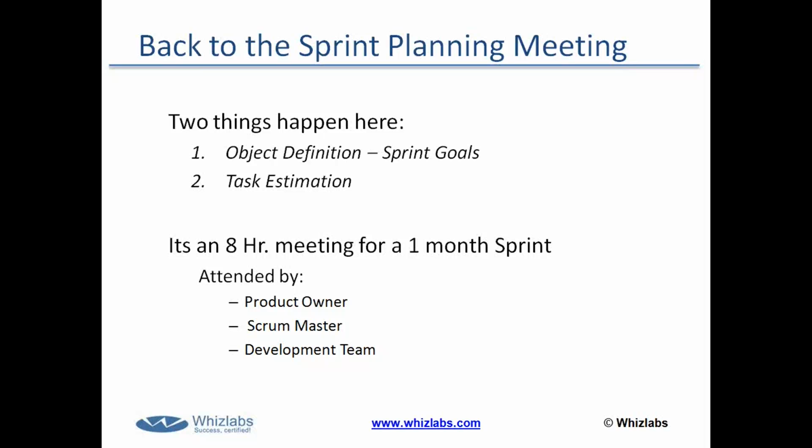Okay, so one more time. The two outputs of the sprint planning meeting are objective definition and task estimation. This task estimation is the decomposing of the user stories into work packages, into tasks. The sprint planning meeting is an 8-hour meeting for a 1-month sprint. All right? And this meeting is attended again by the product owner, the Scrum Master, and the development team.